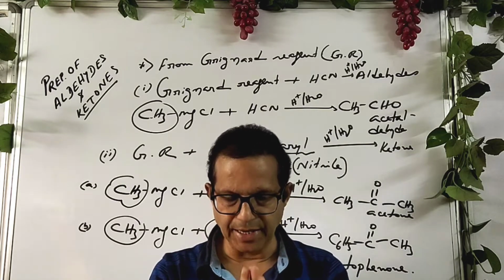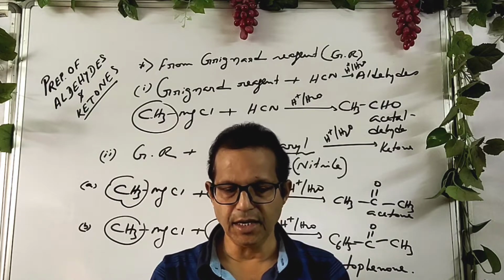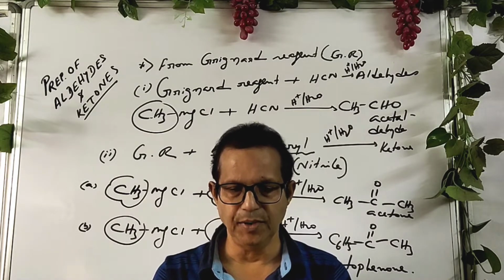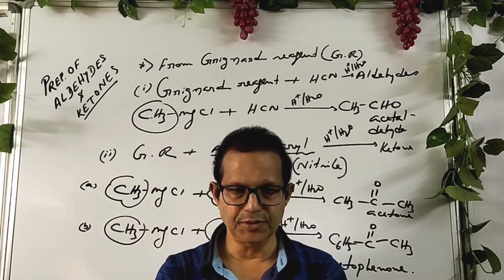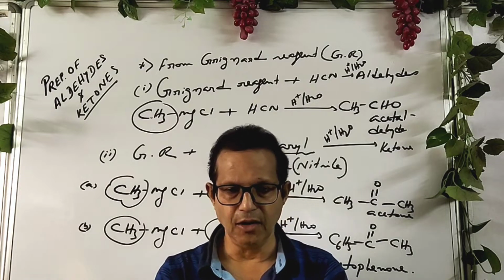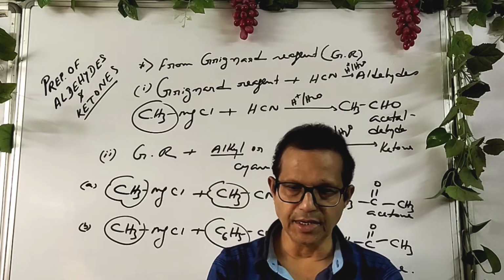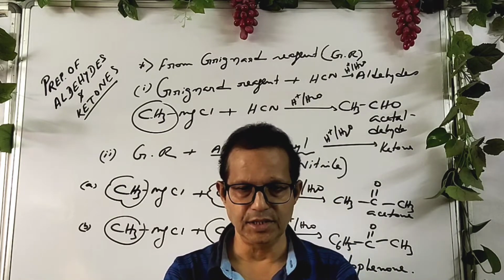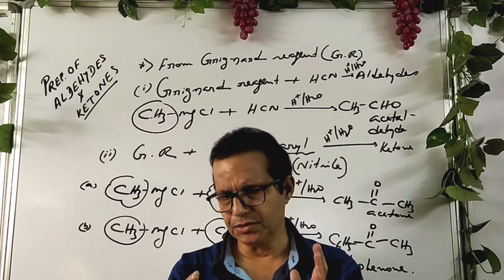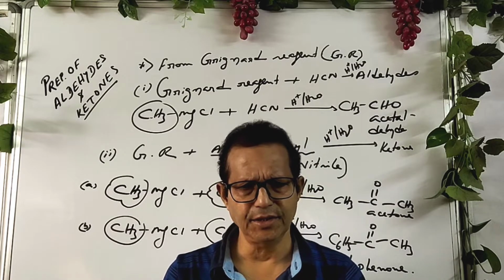Just technique. When any Grignard reagent reacts with hydrogen cyanide or hydrocyanic acid followed by acid hydrolysis, it gives aldehydes. And when any alkyl or aryl cyanide reacts with Grignard reagent followed by acid hydrolysis, it gives ketone. I think you understand it. Whenever you do organic chemistry, follow the technique behind it.